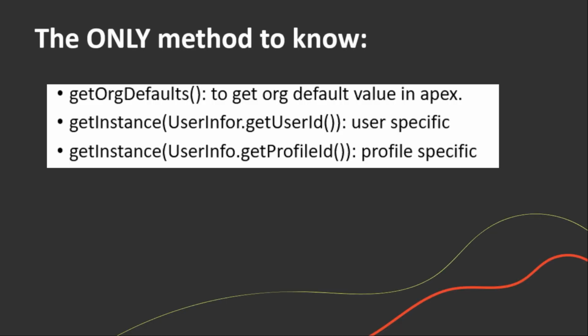So you can see you only need to remember these three things. And in list custom settings, we've seen that we only need to remember two methods. One is get instance and the other is get all, right?